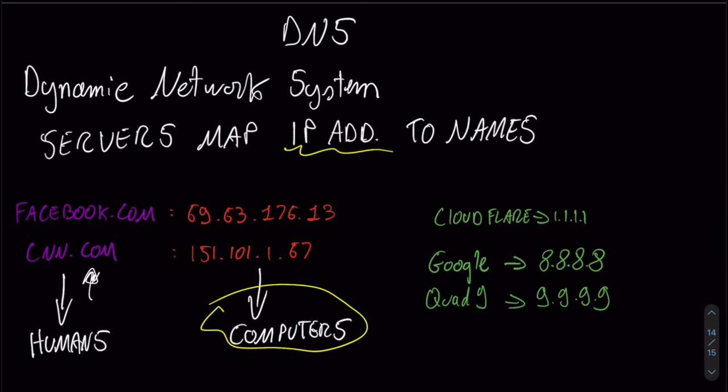Well, we solve the problem by having something called DNS. And what DNS does is map IP addresses, which sit over here, to domain names. So if you type into a URL facebook.com, then you will immediately go to facebook.com.